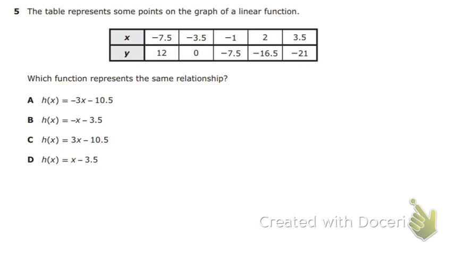Now look at this problem. The table represents some points on the graph of a linear function. We've got our table up here and it says which function represents the same relationships. We've got these equations. Now these equations are all in slope-intercept form, unlike the last question where they were in point slope. So I'm just going to find the slope, and then I'm going to find the y-intercept.